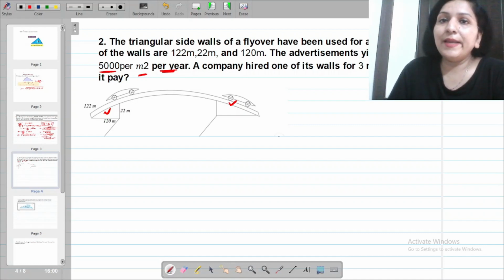The company hired one of its walls. We are having 2 walls here. Only one wall is hired, only for 3 months. The rent given is for 1 year. We need to calculate just for 3 months. The question says, how much rent did it pay? How much rent is the company supposed to pay?